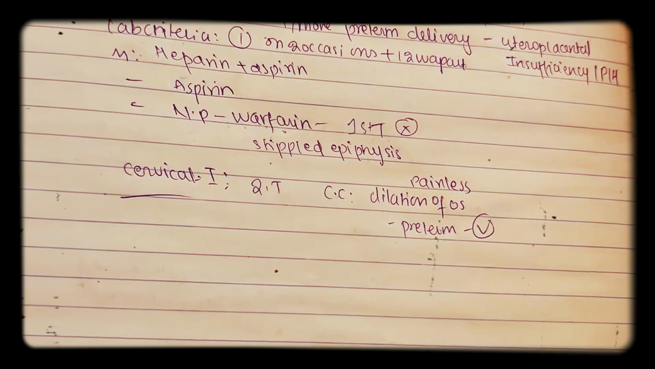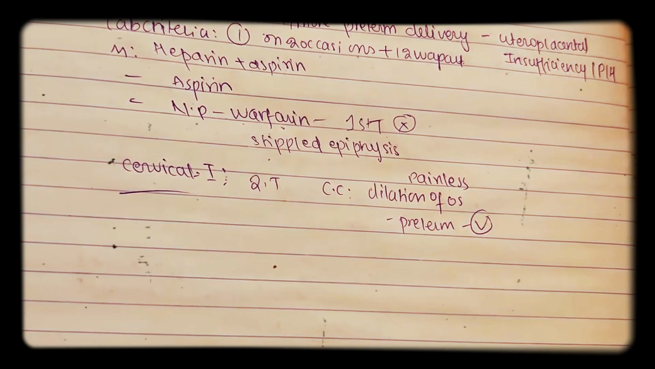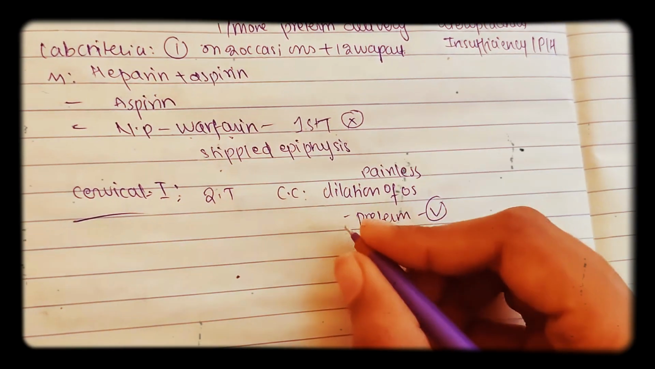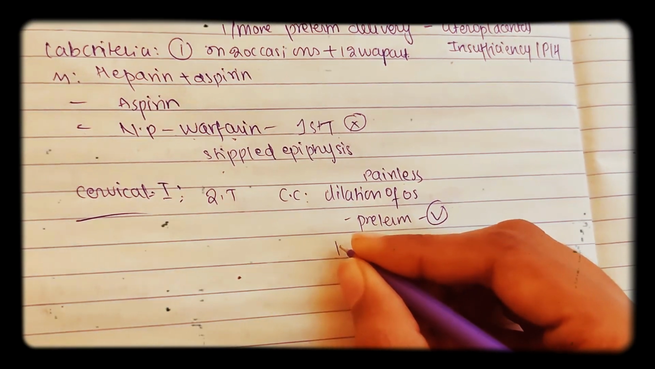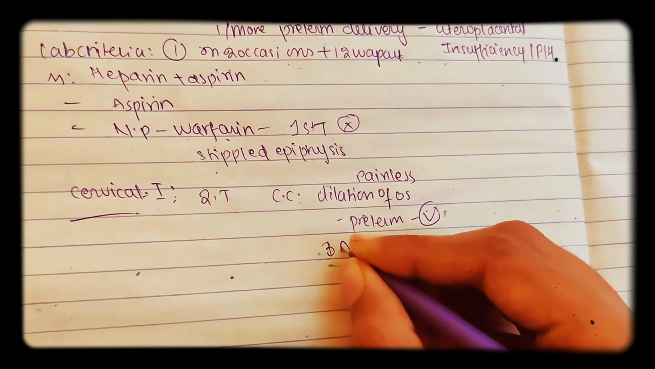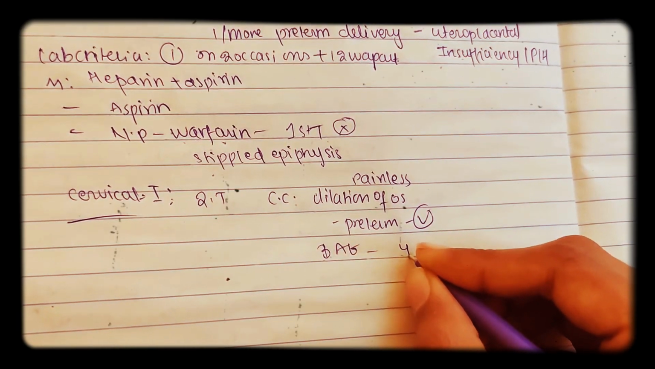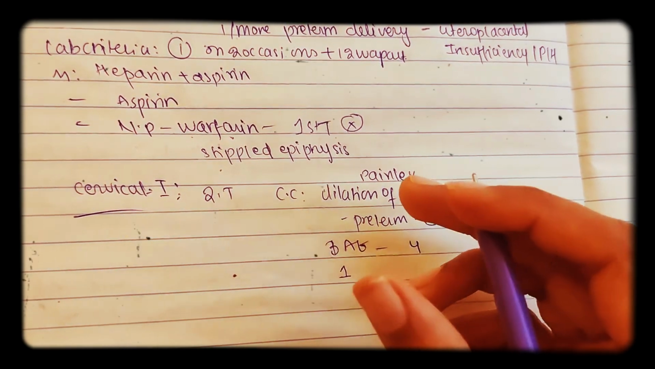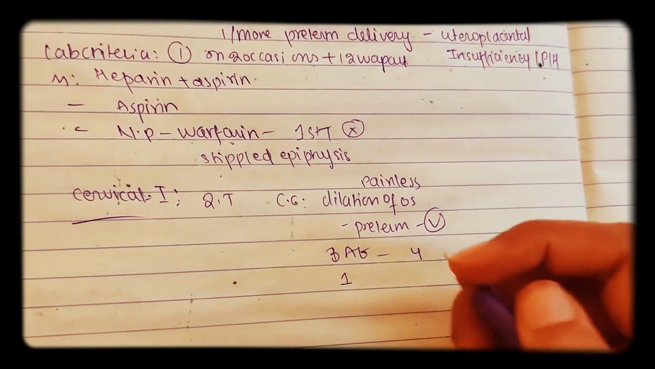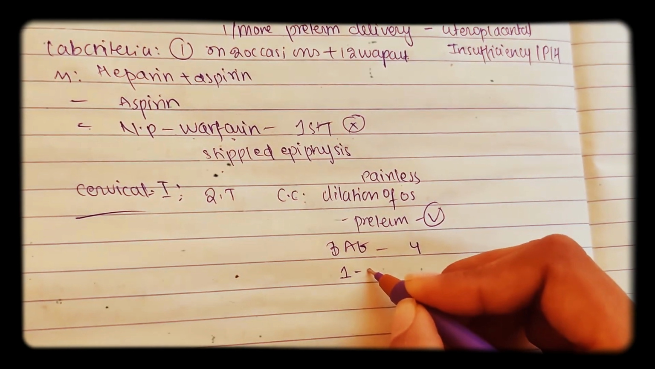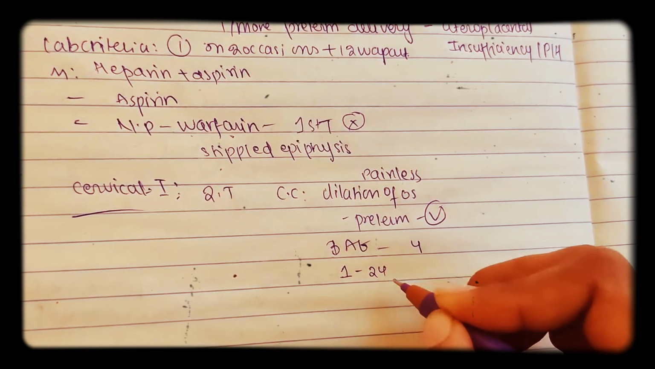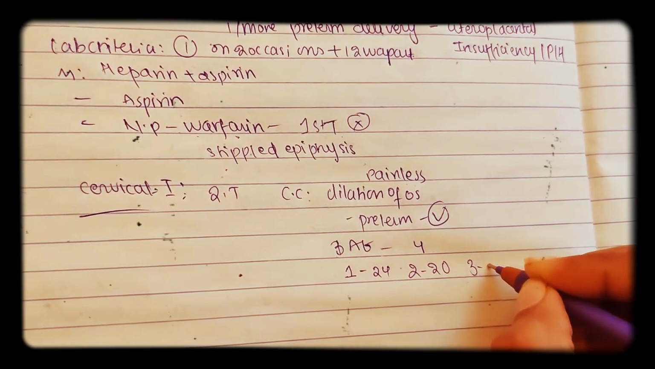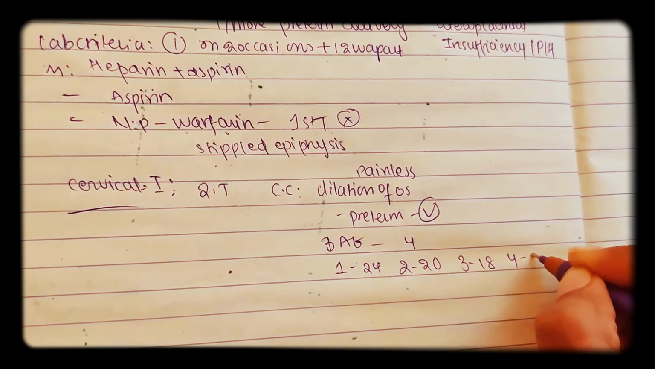And next, as the number of pregnancy losses increases, the gestational age at which the loss occurs decreases. So what does it mean? For example, if this patient has had three abortions, the first abortion is at 24 weeks, the second abortion at 20 weeks, the third abortion at 18 weeks, and the fourth one at 12 weeks.